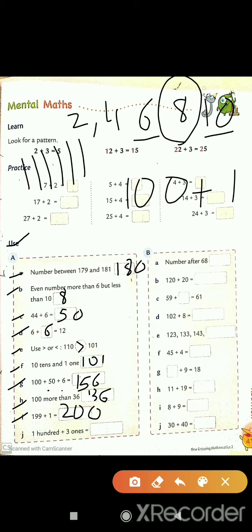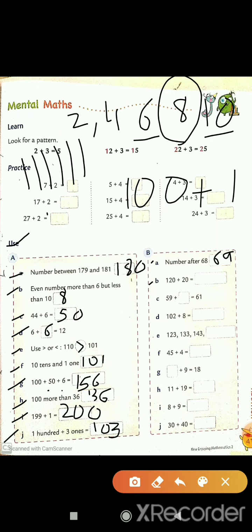Next, 100 plus 3 ones. So at the place of hundreds, 1. There are no tens, so 0. Students, don't forget to write 0 if there are no tens. Plus 3 ones, that is 3. So our answer is 103. Got it, students? Next, number after 68. What comes after 68? 69.